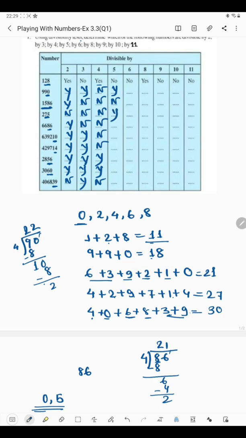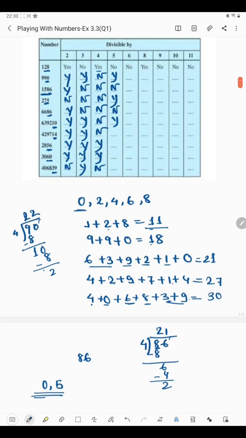Okay, now again in the next number we have 6, which cannot be divided by 5, so we'll write no. In the next number we have 0 at 1's place, so we'll write yes. Again here we have 4, which cannot be divided by 5, because if the last digit is 0 or 5, then only it can be divided by 5, so here we will write no. Again here we have 6, so we will write no. And then in the next one 3060, here we have 0 at 1's place, so we will write yes. And in the last one 9 is there at 1's place, so we will write no.